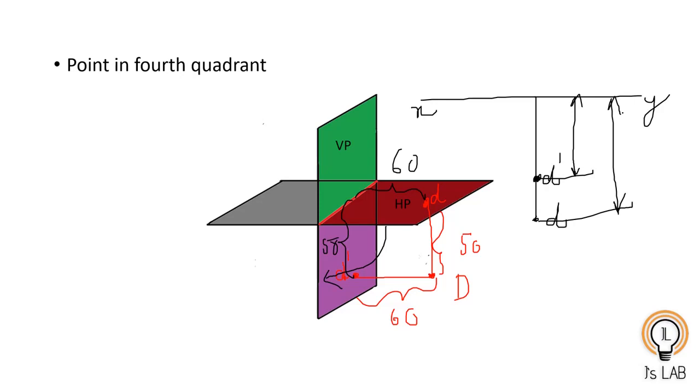So in this video we have discussed the projection of points and how to draw the orthographic projection of a point when it is in the first quadrant, when it is in the second quadrant, when it is in the third quadrant, and finally in the fourth quadrant. I think it is clear.